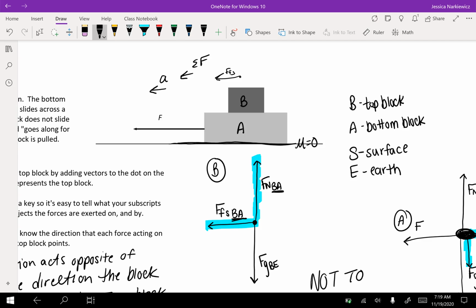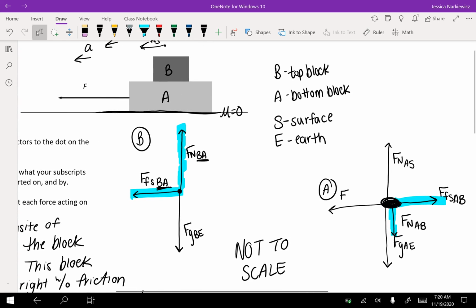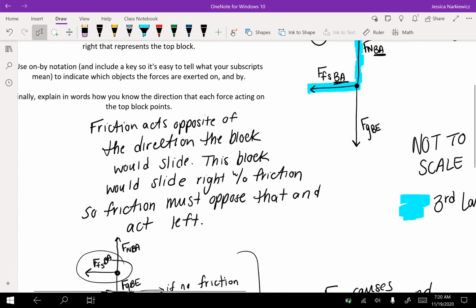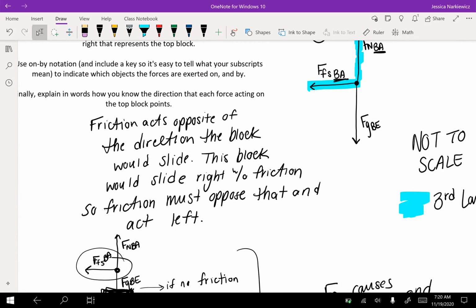Now, the reason, again, why it doesn't act to the right on block A is because, one, Newton's third law says equal in magnitude but opposite in direction, but also we have this applied force. Okay, so the static force of friction is not our net force. But really what we just need to pay attention to is the direction that the block would slide, and that would give us our direction of friction, because our direction of friction is opposite the direction that the block would slide. So hopefully that clears a few things up for you guys.